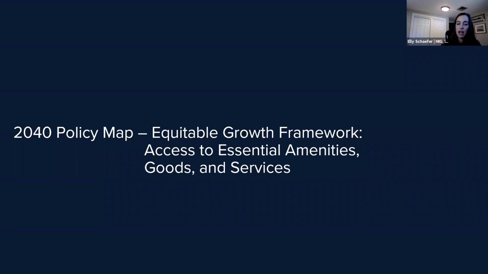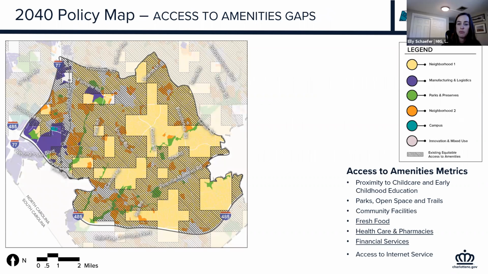So next, we're going to look at mapping of access to essential amenities, goods, and services policies. This was the third component of the equitable growth framework. Now in this map, areas outside the black diagonal hatches are lacking existing access to essential amenities, goods, and services. The bullet points on this page are those metrics that we used during the comprehensive plan to understand where access is currently lacking.